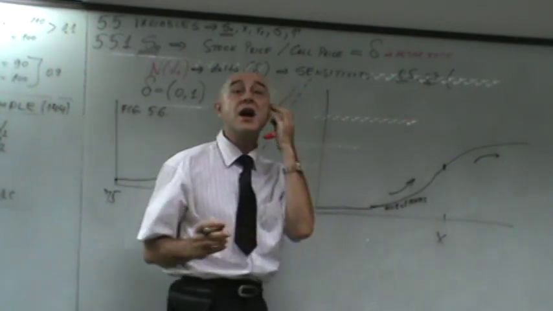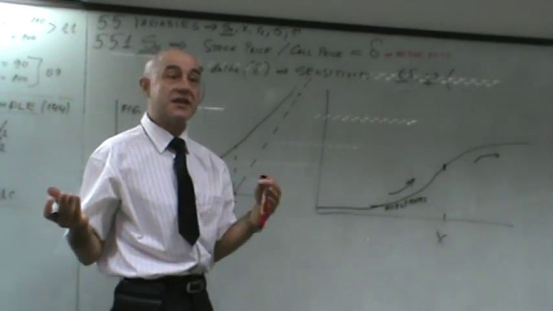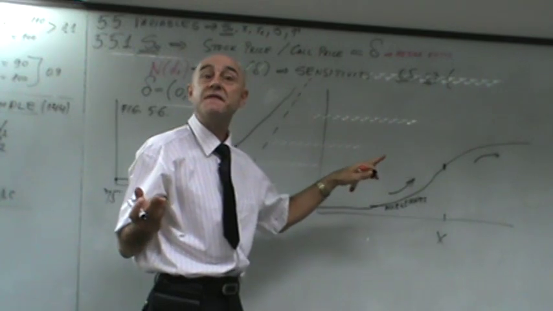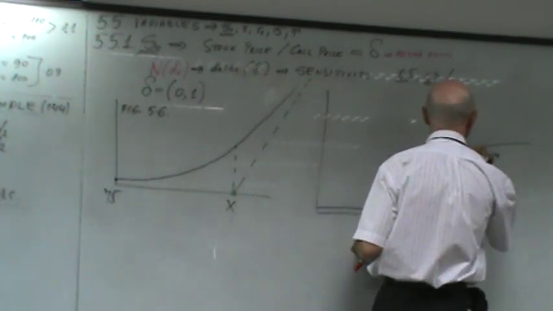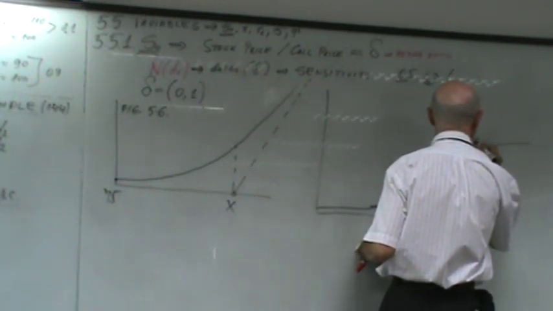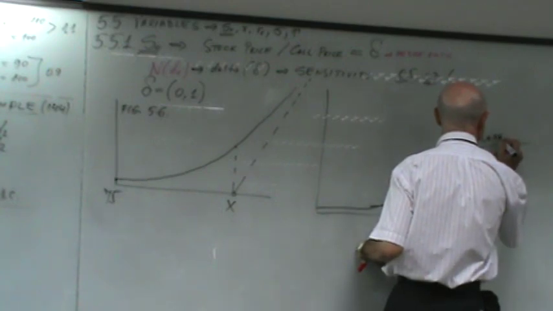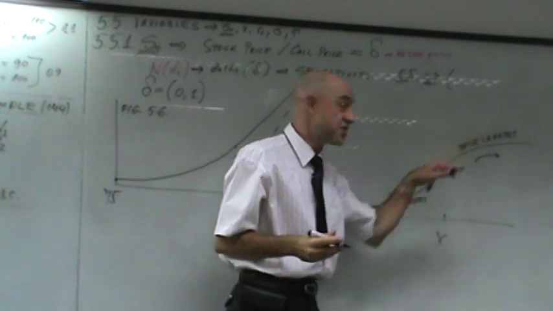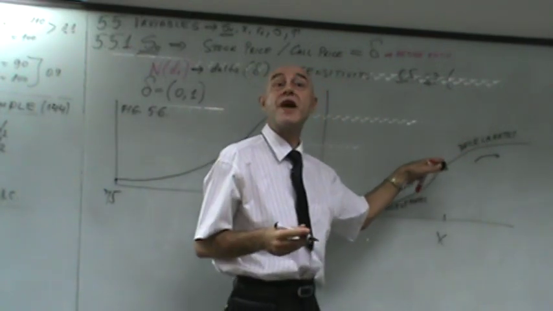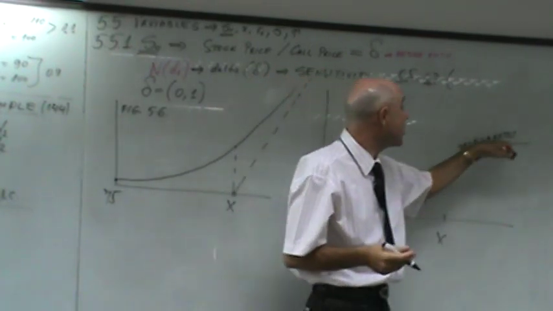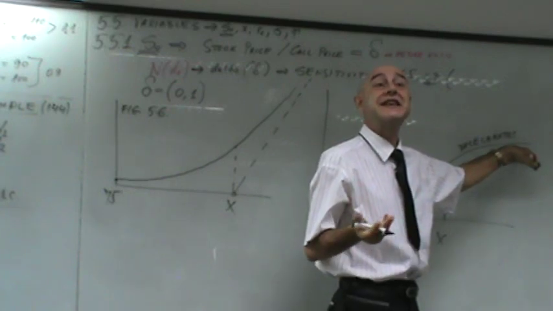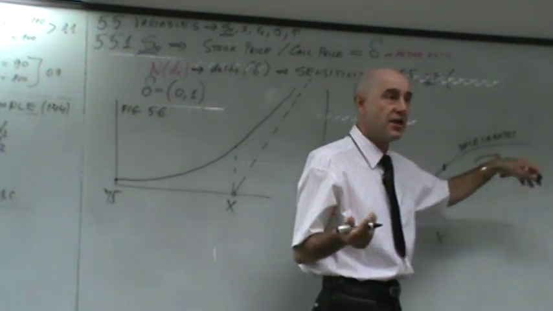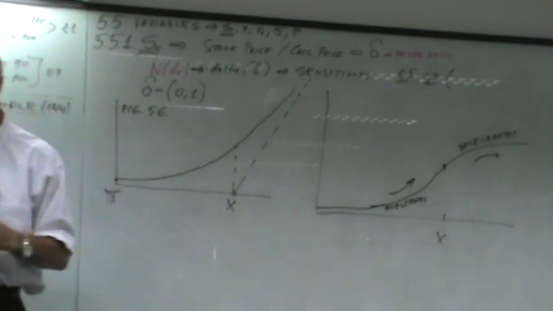The delta accelerates. The delta rises faster, and here it decelerates. Here the delta increases at a higher rate, and here it increases at a decreasing rate. Okay? So that's a key.